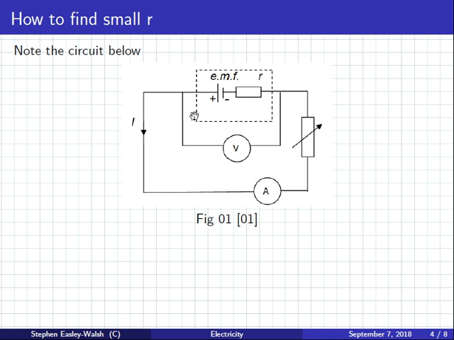Here is the battery, the cell. Here is the pure EMF, and here's the internal resistance R. We put a voltmeter around it, and we put an ammeter, and we also put in a variable resistor. It should remind you of a circuit you did recently. What circuit is this reminding you of? From what lesson?